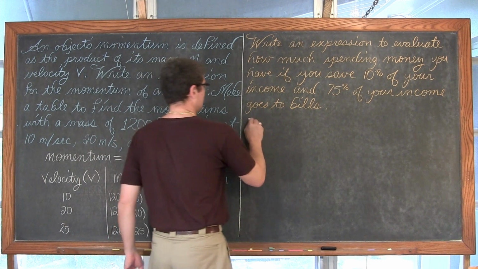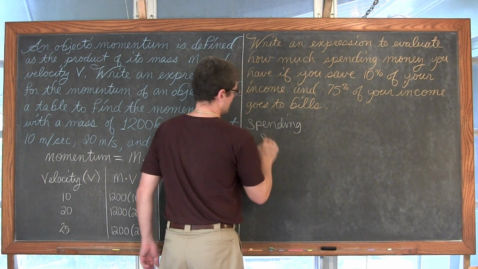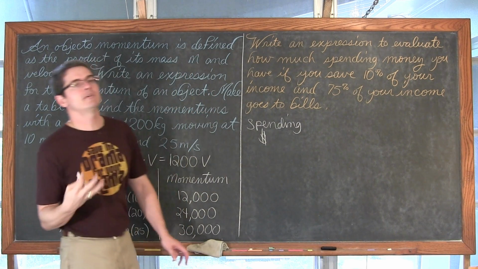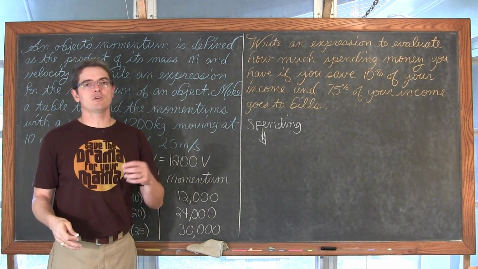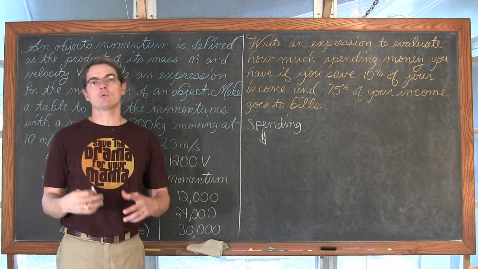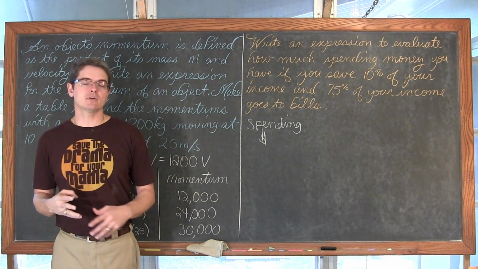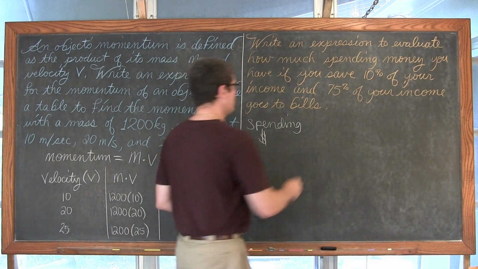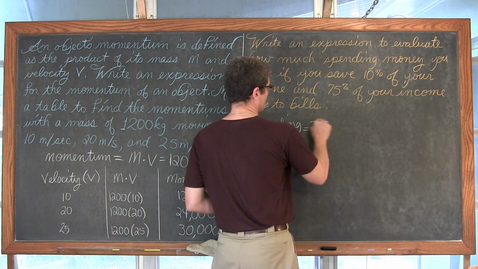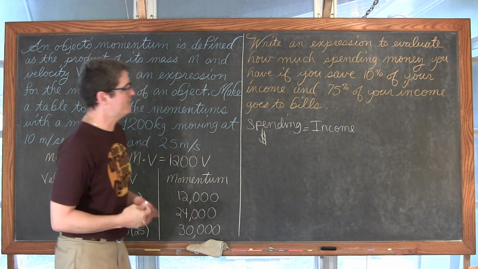Now spending money, well, spending money is what you have left over to buy stuff or do stuff you don't need to do. It's not for your food, it's not for electricity, it's not for day-to-day bills. It's just maybe some extra money I have to go to the movies or something like that. So your spending money is going to be equal to how much you make, or your income, per week, per month, or however you get paid.